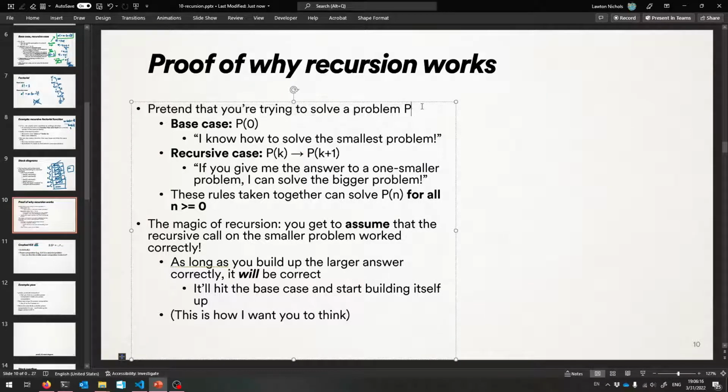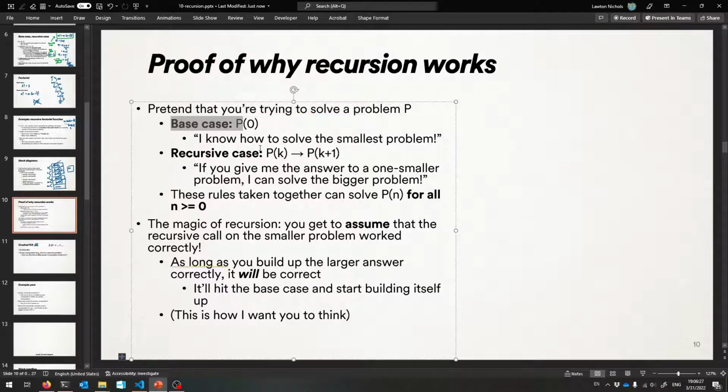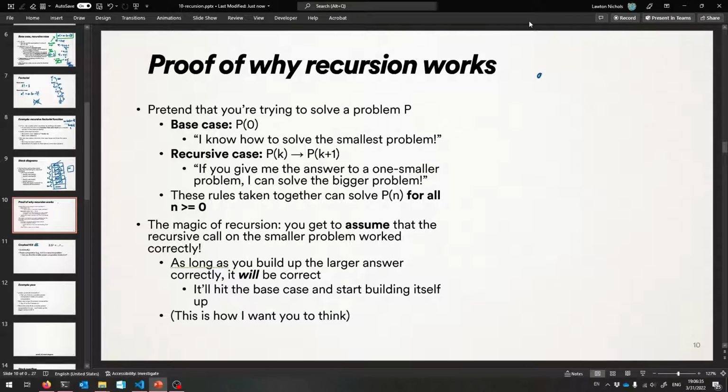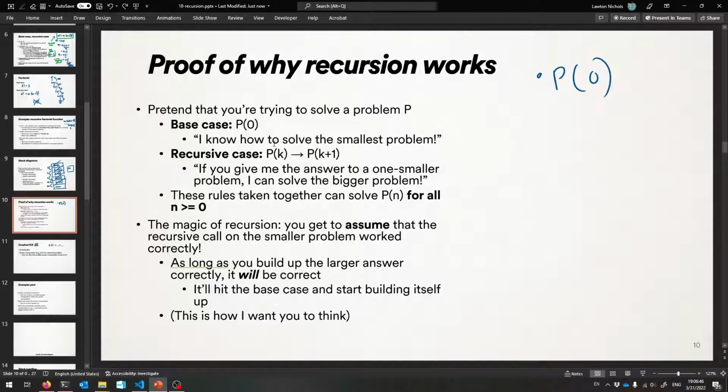It's some black box. Our problem is called P, let's say. It could be factorial, it could be something else that can be solved recursively. So if our problem is called P, what does the base case and the recursive case really look like? What do those mean? Okay, so the base case is something like, hey, I know the answer to P of 0. So I have that at my disposal. You ask me for the problem at some small size, I can give you back the answer immediately. So that's what the base case is doing. It's saying, I know how to solve the smallest possible problem for this problem P.